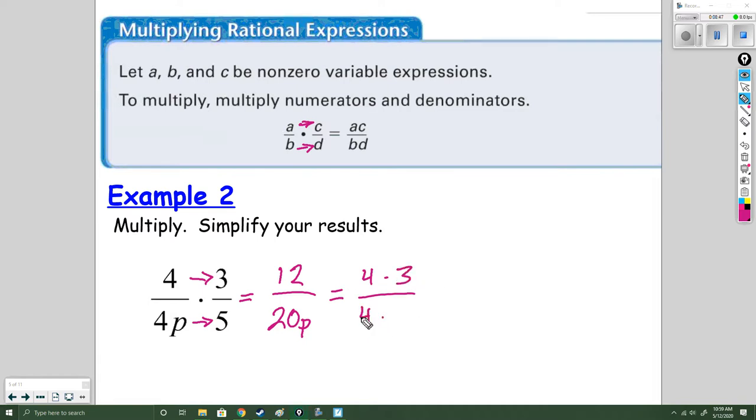So 12 is 4 times 3. 20p is 4 times 5p. We could have canceled out those common factors of 4 right away, and that would have just saved us some steps. So sometimes it is going to be beneficial to multiply, but in most cases we want to cancel out common factors if we have them or if we see them first, and then multiply after that if necessary.